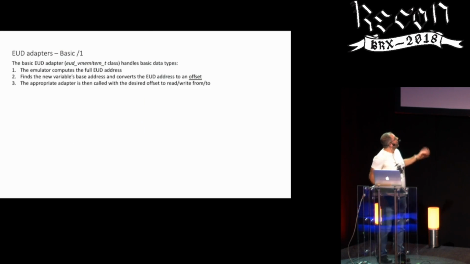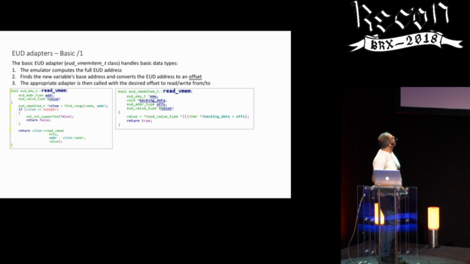So the basic idea of an emulator is really simple. Given an address, I find it in the table. If I don't find it, I assert, I tell them this map is not supported. Otherwise, once I found the item, which is an adapter that is responsible for handling that memory address, I ask the adapter itself to read. And similarly, this is inside the adapter.